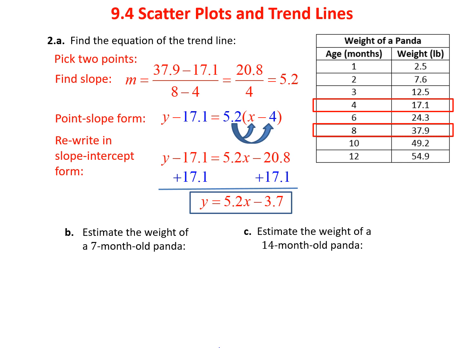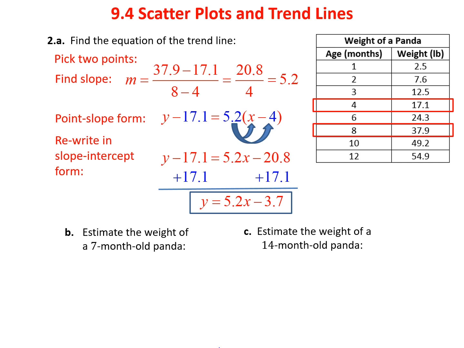Again, this is the same procedure we used a couple of chapters back when we taught you how to write the equation of a line if you have 2 points. You pick 2 points, you find the slope, you put it in the point slope form, and then you rewrite it into the slope intercept form. Now we can use this to make some predictions.